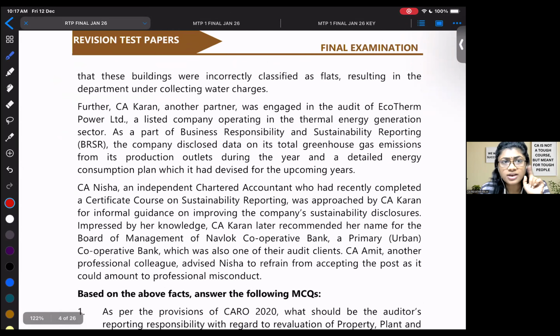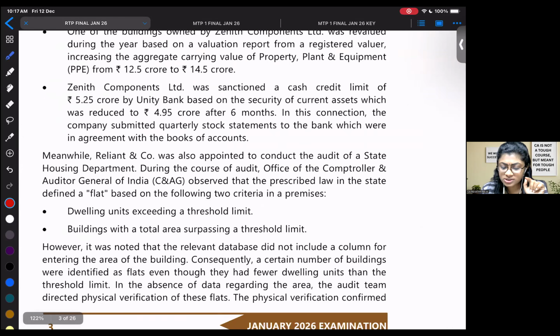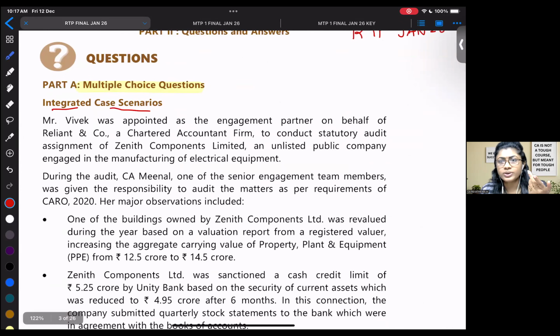Do you guys sit and read the case scenario first, or do you directly go to the question? What is your approach in the exams? I'm asking your approach in the exam. Do you read the case scenario or you directly go to the questions? We directly go to the questions, right? So can we try that format? And whatever you do in the exams, please get used to it in the practice itself. Okay. So directly can we go?